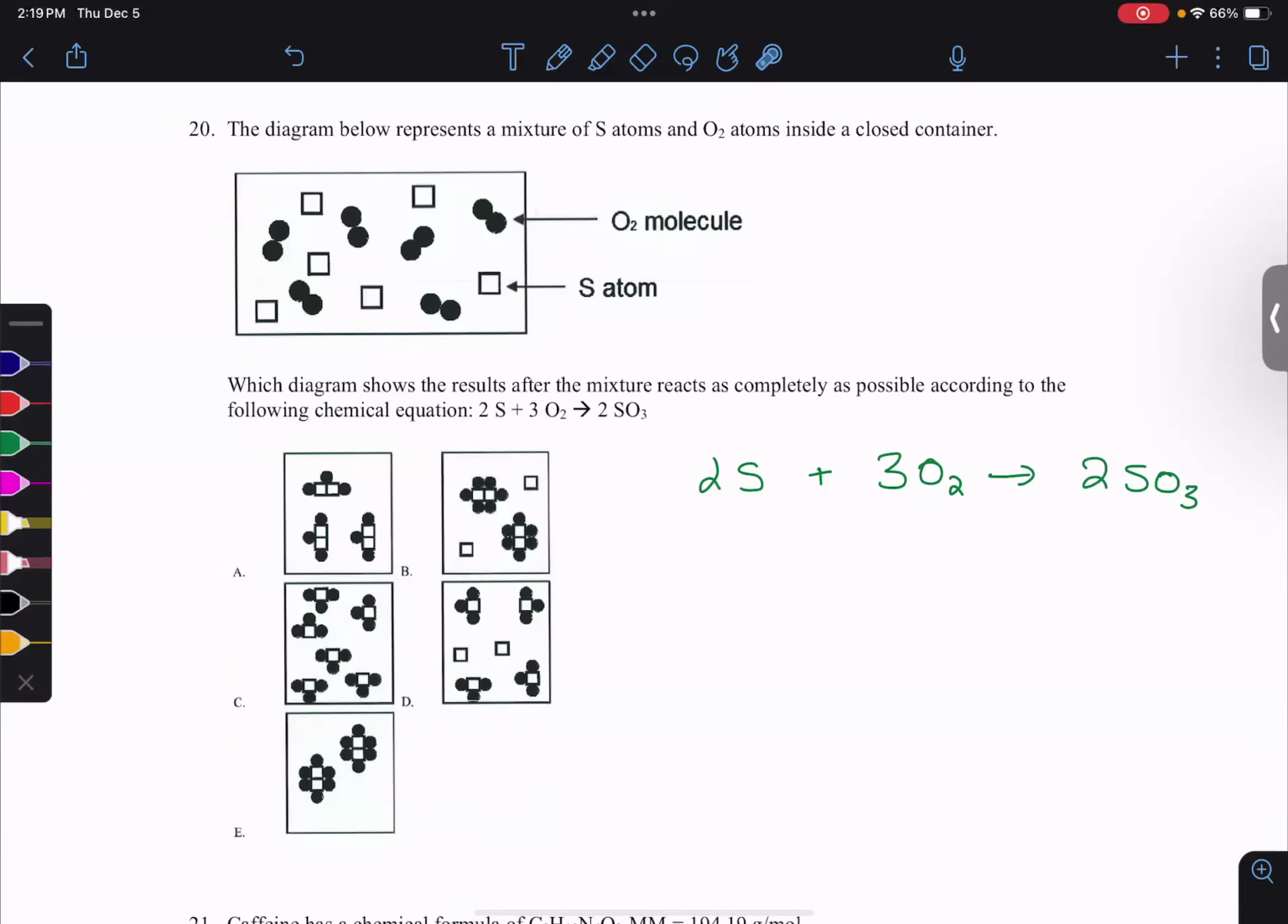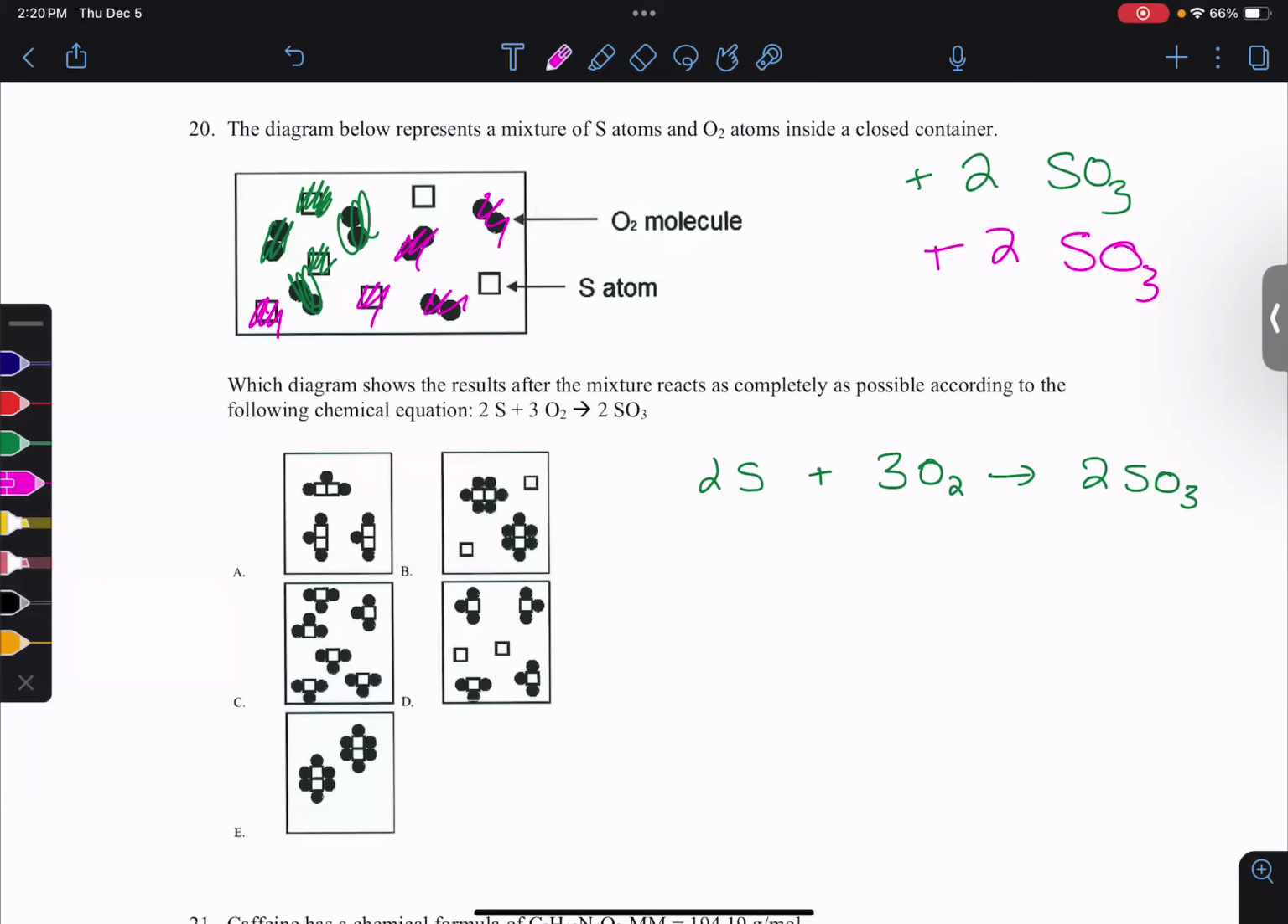Recognize, I need 2 S's and 3 O2s to do this reaction once. So I can do it this way. Okay, let's do the reaction once. There's an S, and then there are 3 O2s. So I do the reaction once, I gain 2 SO3s. Then I try to do the reaction again. So here is an S, there is an S, 1, 2, 3 O2s. So there I gain another set of SO3s, all right?